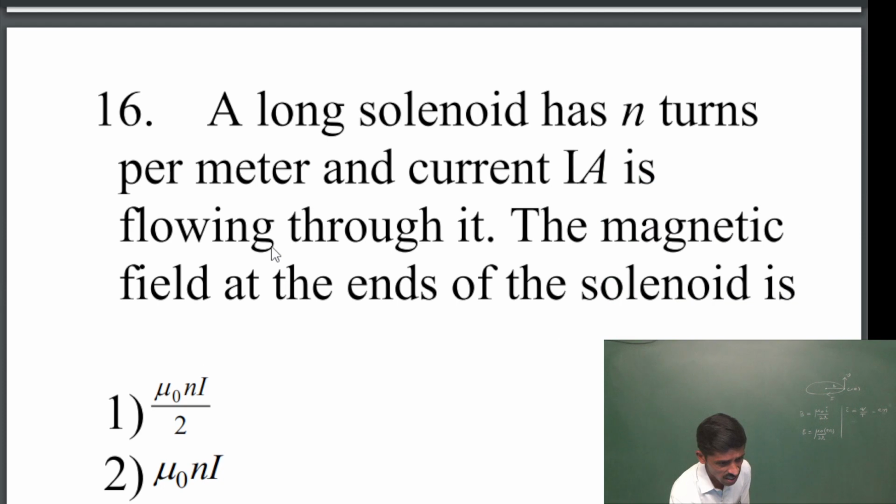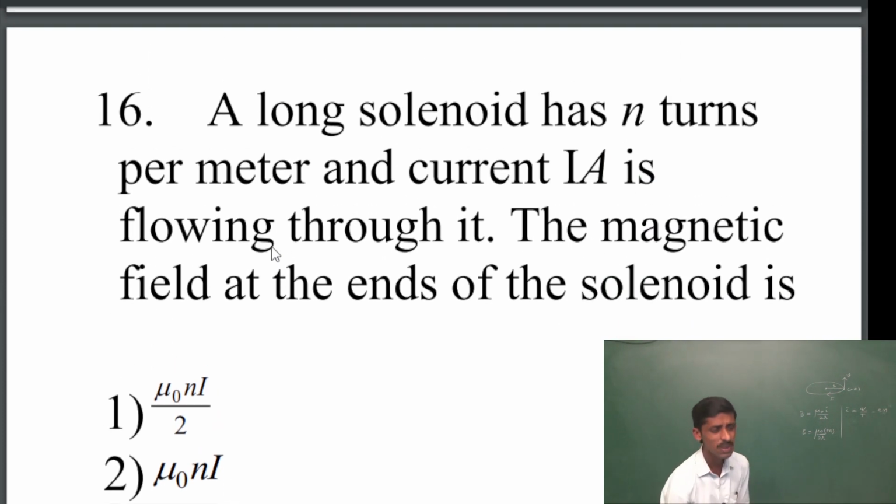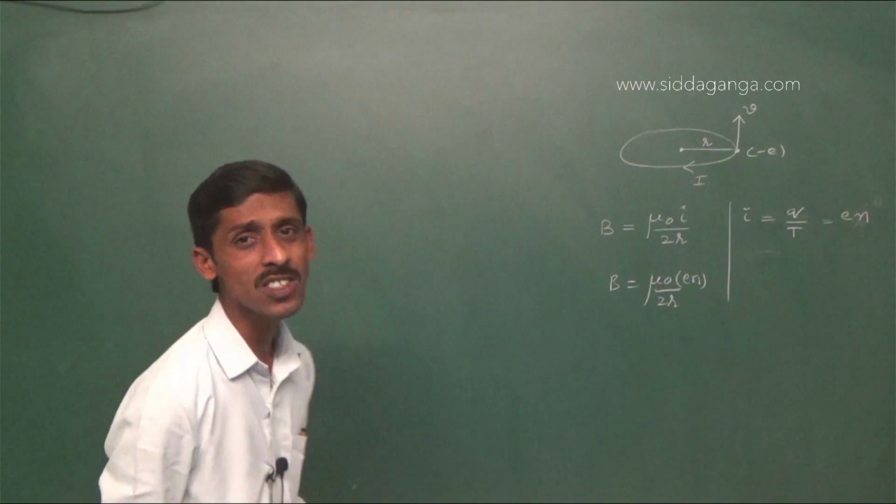Question number 16. A long solenoid has n turns per meter and current I ampere is flowing through it. The magnetic field at the ends of the solenoid is... So far we have talked about an infinitely long solenoid, or long solenoid.